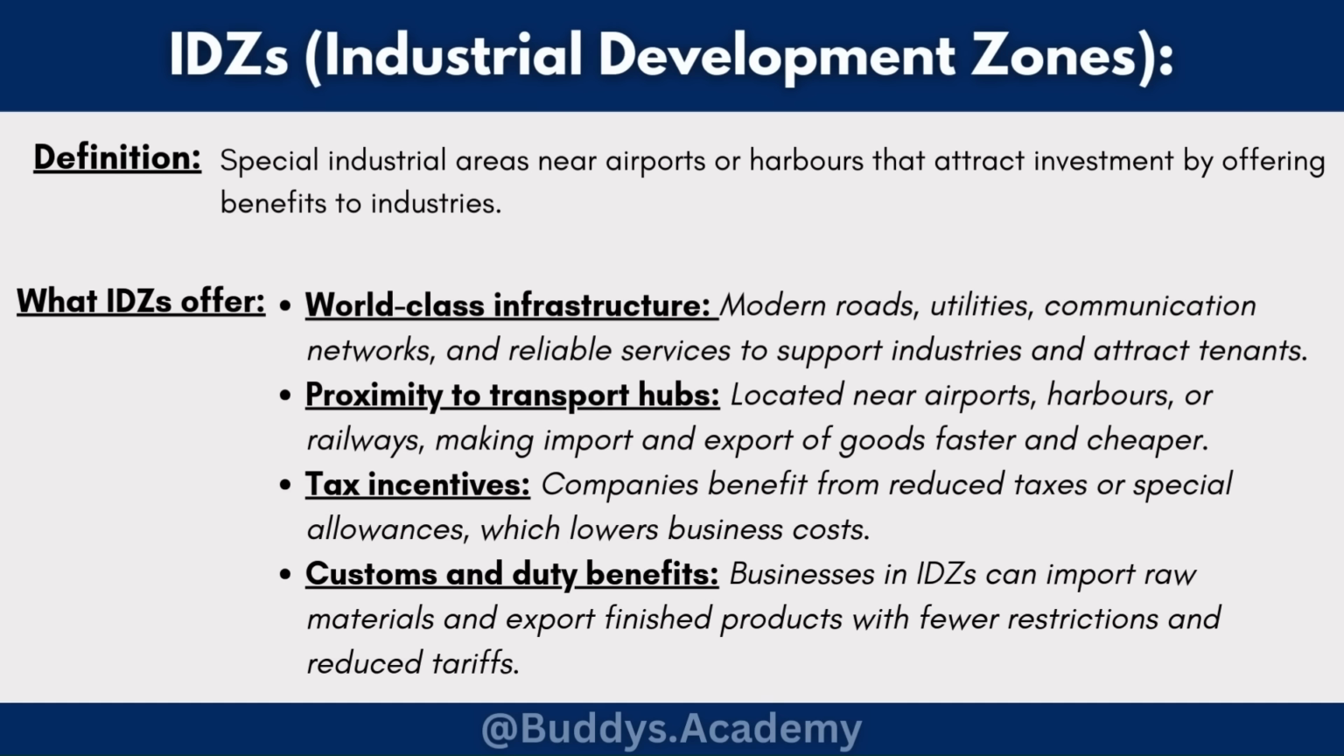Thirdly, you're going to have your tax incentives. That means that companies are going to benefit from reduced taxes or special allowances, which will lower your business costs. You're then going to have your customs and duty benefits. So businesses in IDZs can import raw materials and export finished products with fewer restrictions and reduced tariffs.